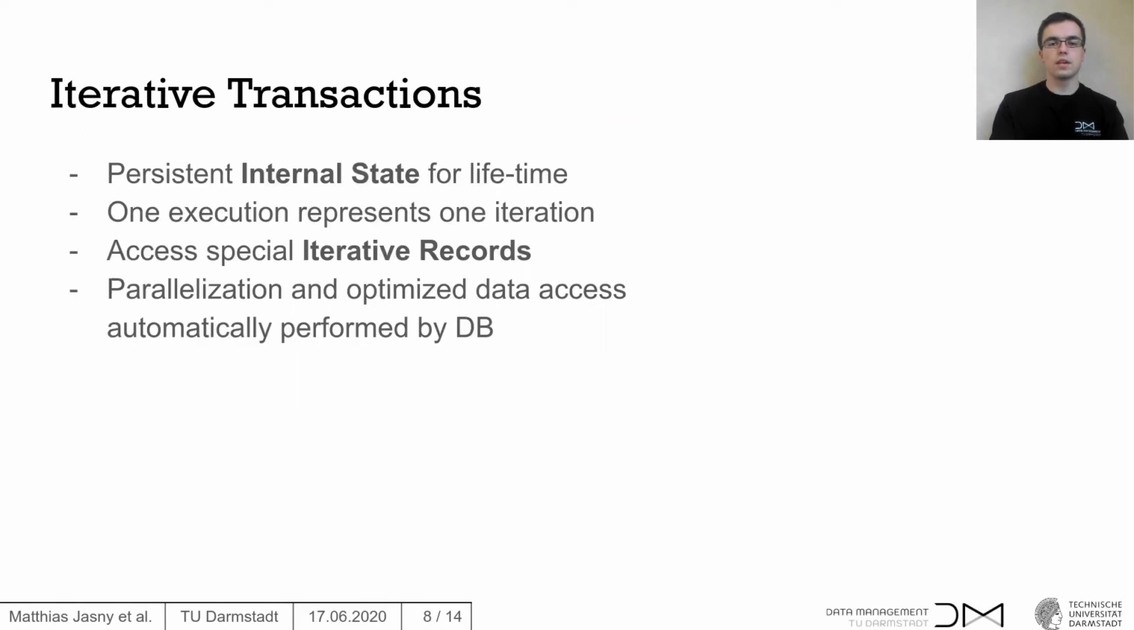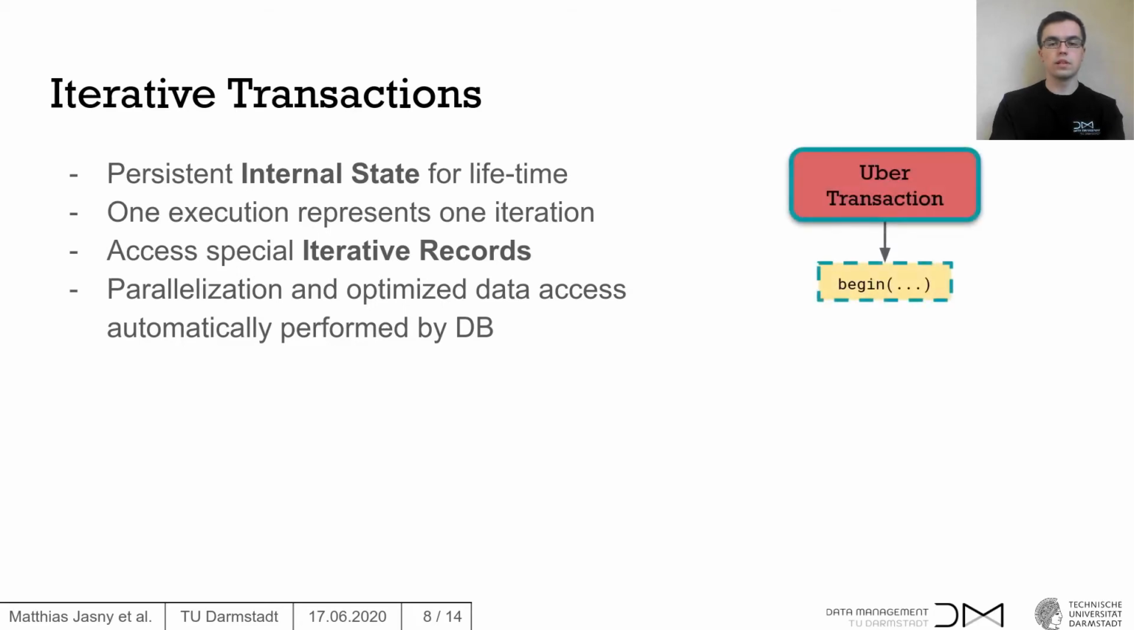Iterative transactions can be executed multiple times while preserving the internal state. One execution represents one iteration of our ML algorithm. These iterative transactions access special iterative records, and all parallelization as well as optimized data access is automatically handled by the database. Each iterative transaction is instantiated by an Uber transaction.